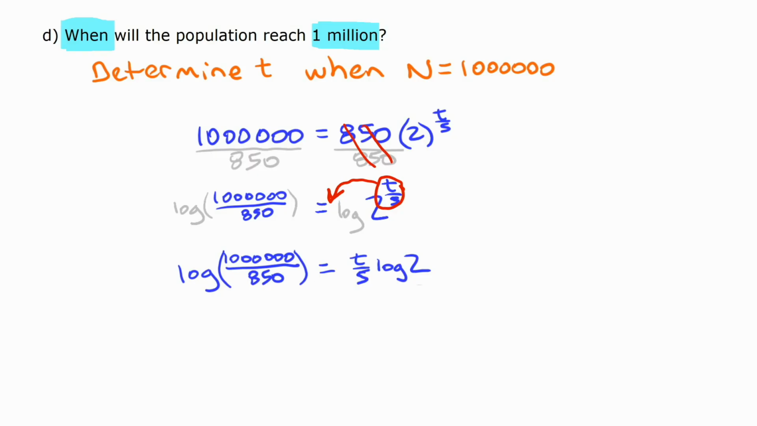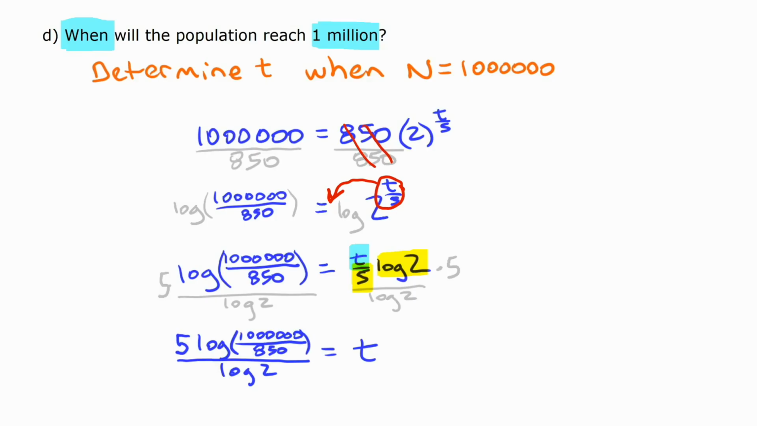And then to go about solving that, we want to isolate that t. So there's just two things we have to take care of there. What we need to do is get rid of the divided by 5 here, which we can do by multiplying both sides by 5. And we also need to get rid of this log 2, so we can divide both sides by log 2. And so what that gives us is an equation that looks like that, right?